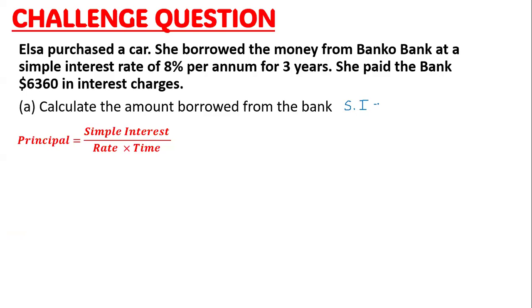Or the interest charges, because they are the same thing. What is the simple interest? It's 6,360. Right. What is the rate? That's R. 8%. Remember what I told you? Whenever we're doing it like this, we have to express it as a decimal. So 8% is going to be 0.08.